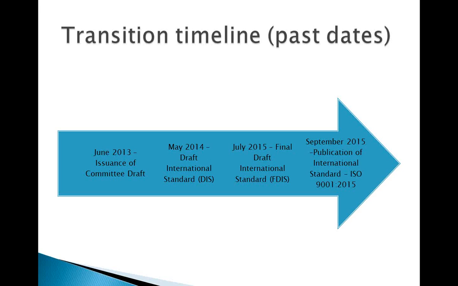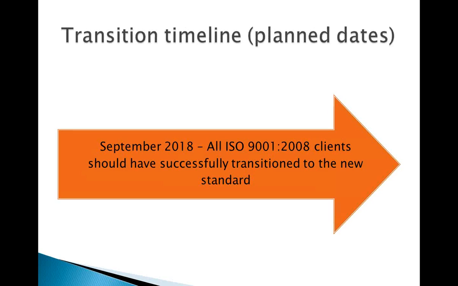Now all of these steps are actually mandatory, as we'll see in just a second here. Now looking ahead, we have one final key date to get to in terms of the transition, and that is September of 2018. At that time, ISO 9001-2008 will cease to be a viable standard, and any companies that have not successfully transitioned to the new standard will cease to be ISO 9001 certified.